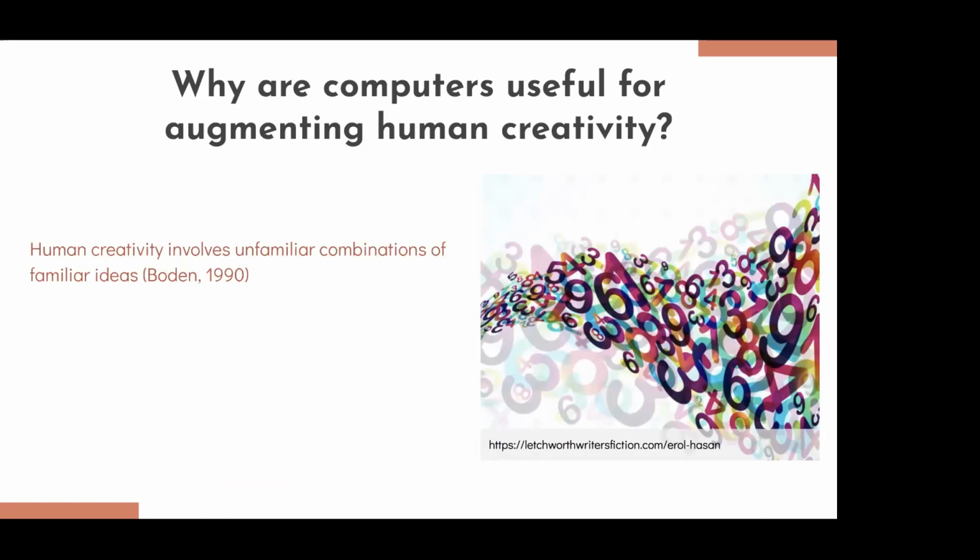So there's a cognitive science researcher named Margaret Bowden. She wrote a book that was pretty foundational in computational creativity called The Creative Mind. And one of the things that she identifies is that a huge component of human creativity involves unfamiliar combinations of familiar ideas. So that's one way to look at creativity, or at least certain dominant types of creativity.